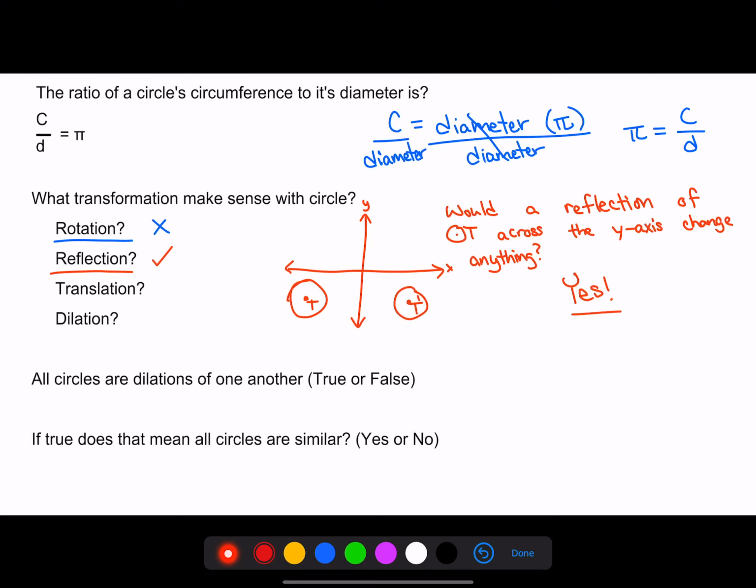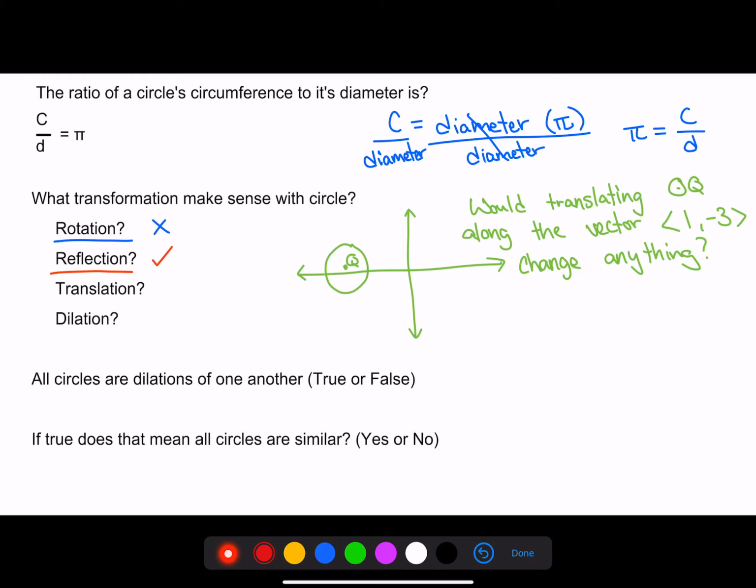Next, a translation. Well, with a translation, what are we doing? Well, we're just moving it from one point to another across the vector. So would translating circle Q along the vector 1, -3 change anything? Well, yes, it changed its position on the coordinate plane once again. So I'd move my center 1 to the right, because it's +1, and then down 3. And we'd suddenly have Q prime, circle Q prime right down below at a new position.